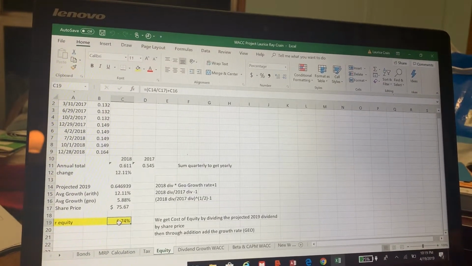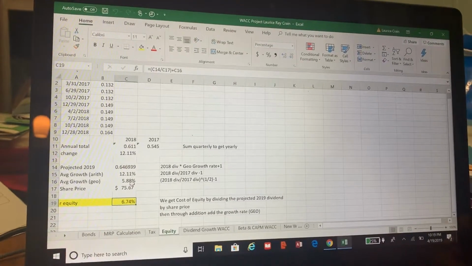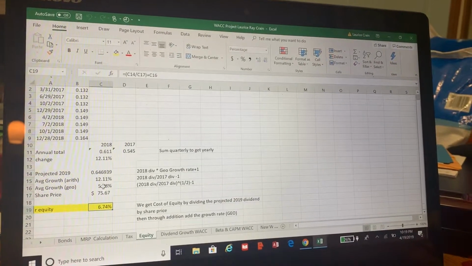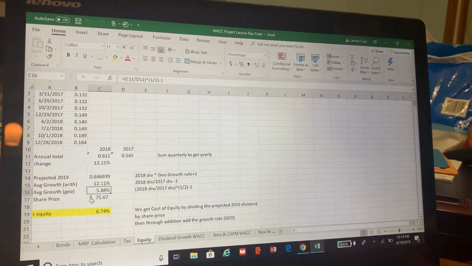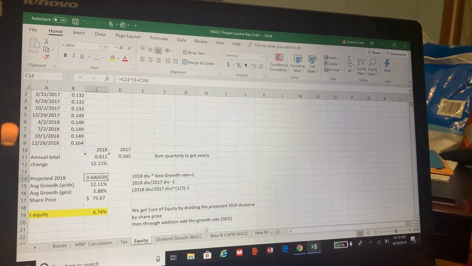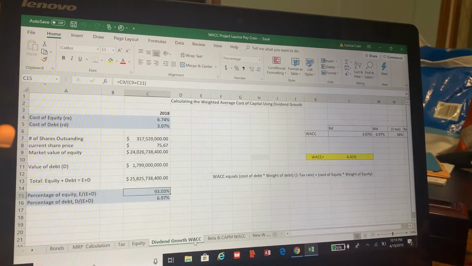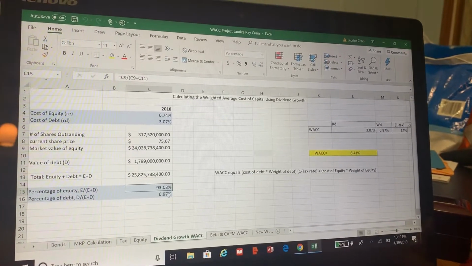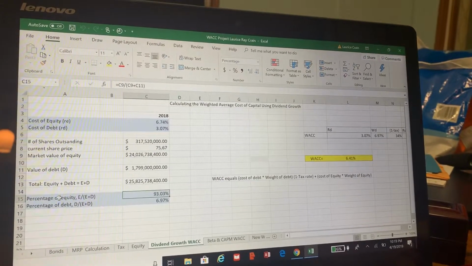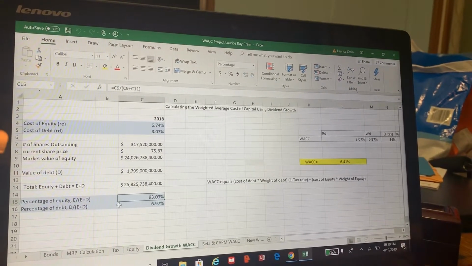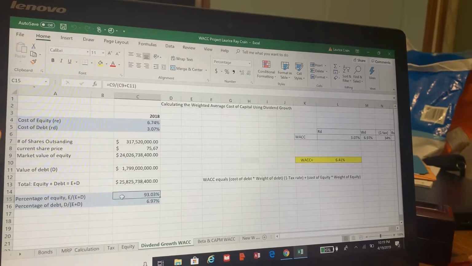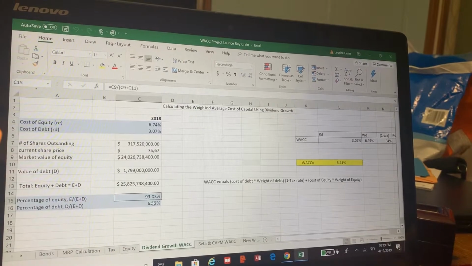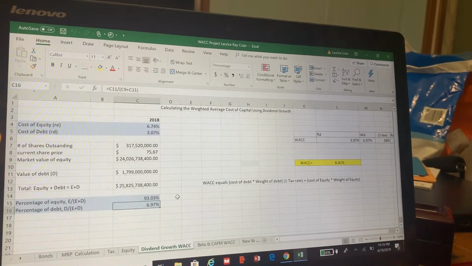Over here is our cost of equity if we were using the dividend growth rate. It's really low at 6.74%. We calculate that with our average growth, our share price, and our projected growth rate for 2019. Over here, we're going to calculate our first WACC using the dividend growth rate, but also show the capital makeup of the company. What percentage is equity? What percentage is debt? So 93.03% of this company is equity, and the other 6.97% is debt.